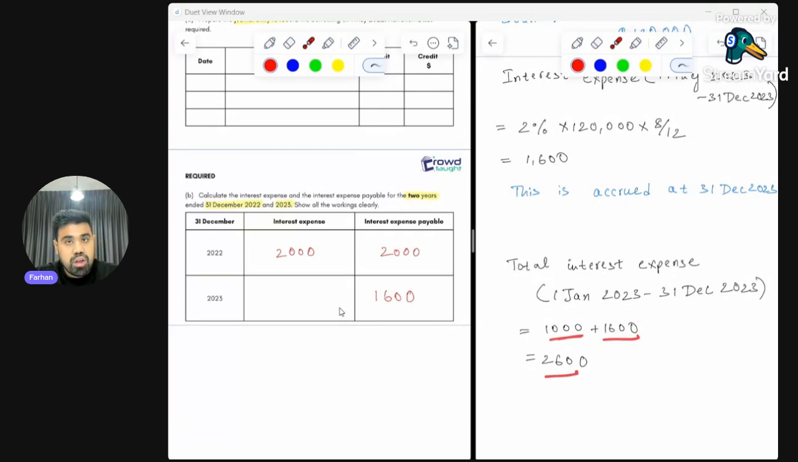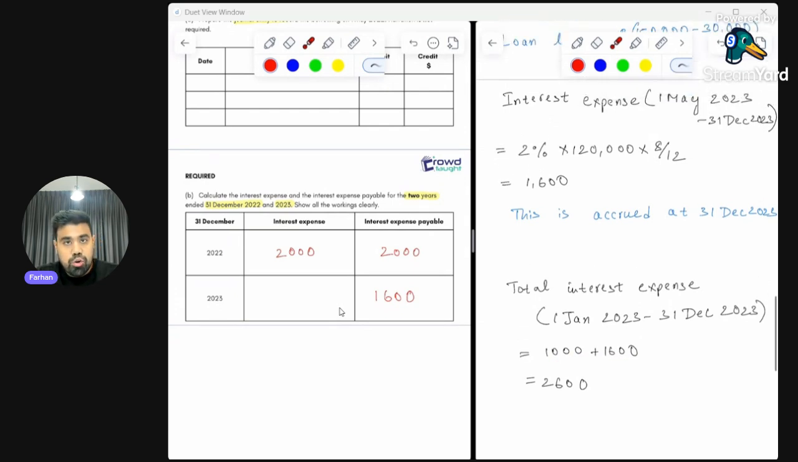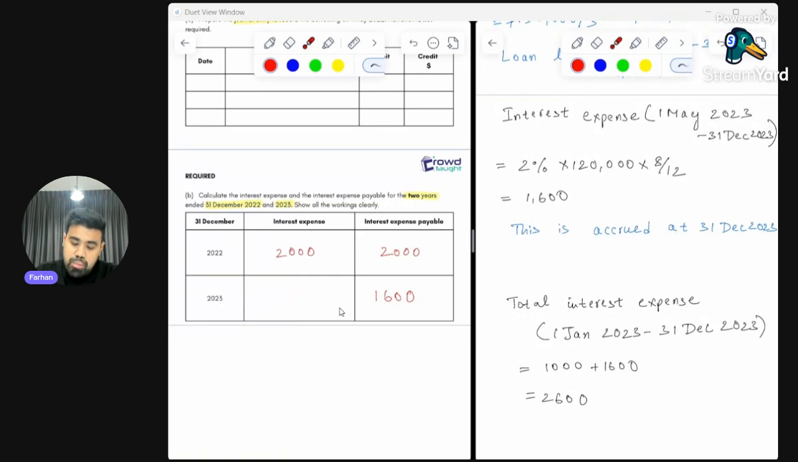Okay, $2,600. And if you were to prepare the balance sheet at 31 December 2023, the amount for current liabilities that you would include for accrued interest expense or interest expense payable would be $1,600. Okay, so in this table, let's fill it in, 2,600, which is basically 1,000 for the first 4 months plus 1,600 for the last 8 months.